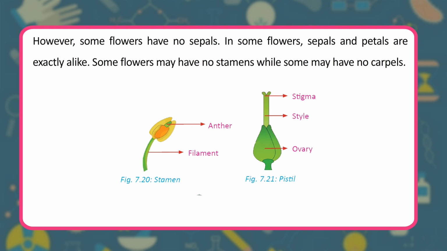However, some flowers have no sepals. In some flowers, sepals and petals are exactly alike. Some flowers may have no stamens while some may have no carpels. Anther, filament, stigma, style, ovary.